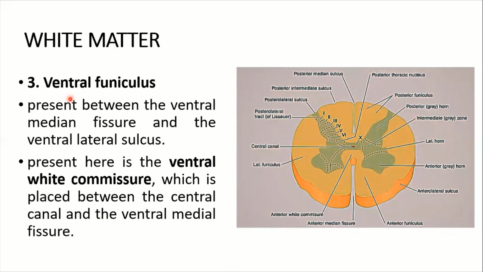And the third is the ventral funiculus, and obviously this is present between the anterolateral sulcus and the anterior median fissure. This is the anterior median fissure, and this is the anterolateral sulcus, and this whole lot is the anterior or the ventral funiculus.